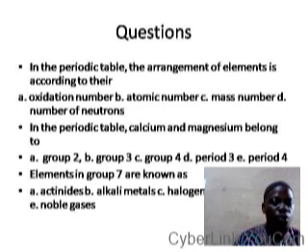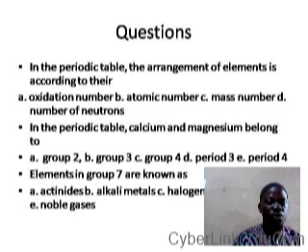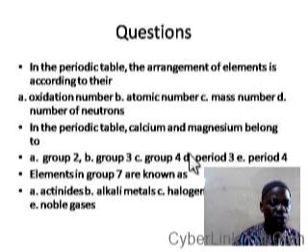It means both of them belong to group 2. So one belongs to period 3, the other one belongs to period 4. But both of them belong to group 2. So the question is asking us for what is common to the two of them, and it is their group that is common, not their period.